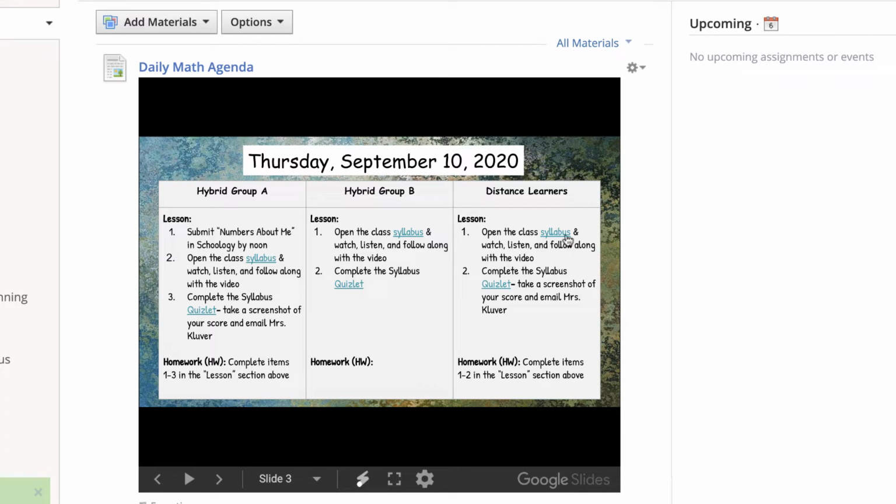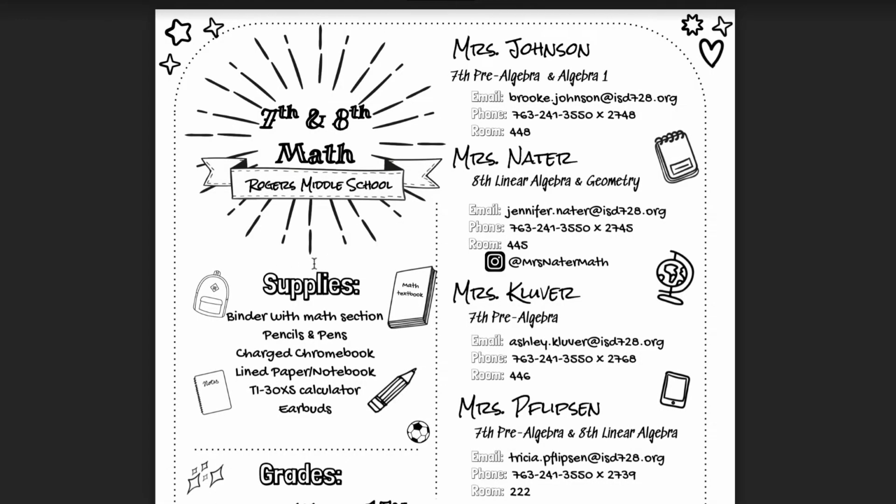To get to our class syllabus, you'll see that it's linked here for all three groups, Group A, Group B, and our distance learners. So find your column, click on syllabus, and here is the digital version of our math class syllabus. Your job right now is to pause the video and read through to get to know your math class.